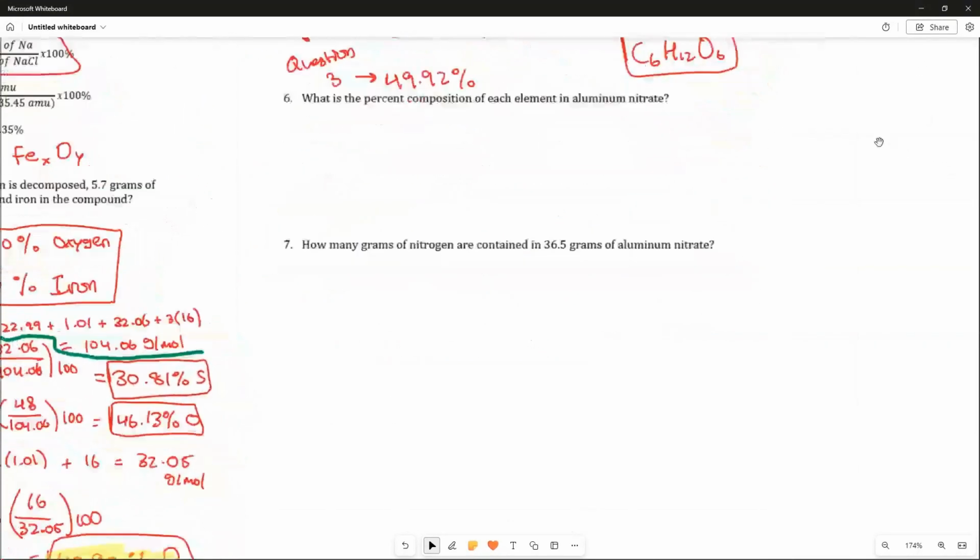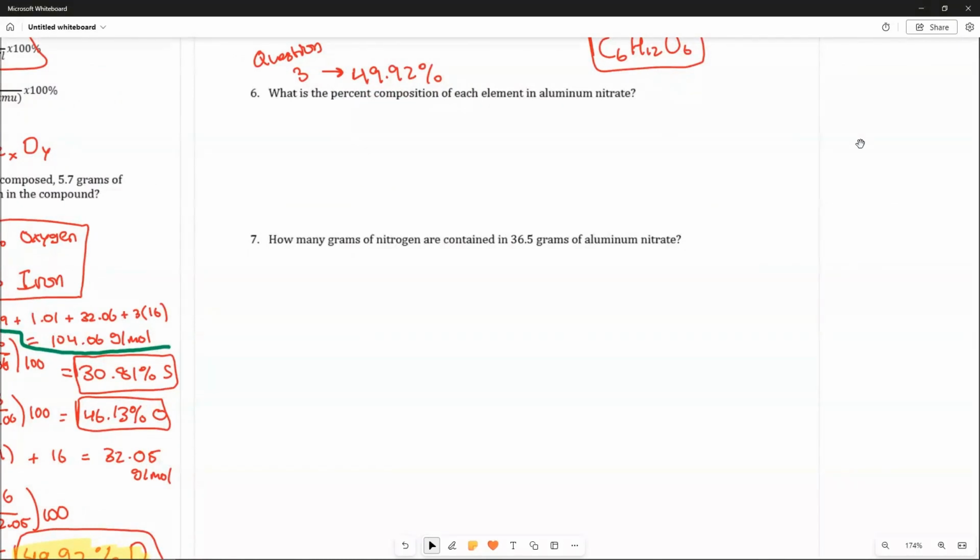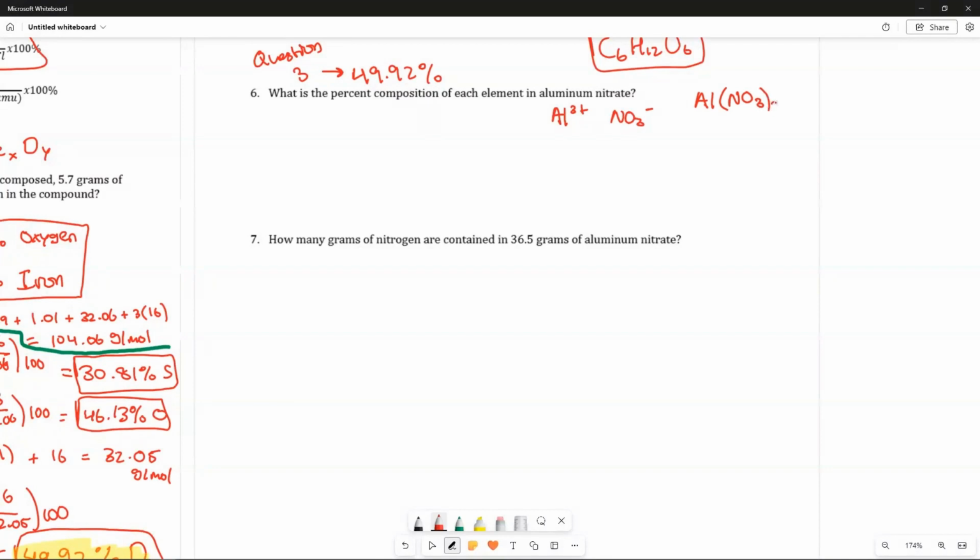What's the percent composition of each element in aluminum nitrate? The question says, as with all percent compositions, let's calculate the total molar mass for our whole value, where we do part over whole times 100. Aluminum nitrate, let's think back to our nomenclature unit. Aluminum has a +3 charge, and nitrate has an NO3 1- charge. So we need 3 nitrates for 1 aluminum. Therefore, our compound is Al(NO3)3.